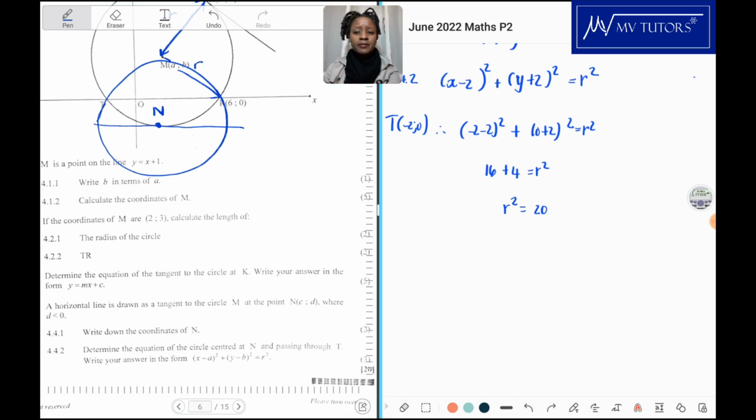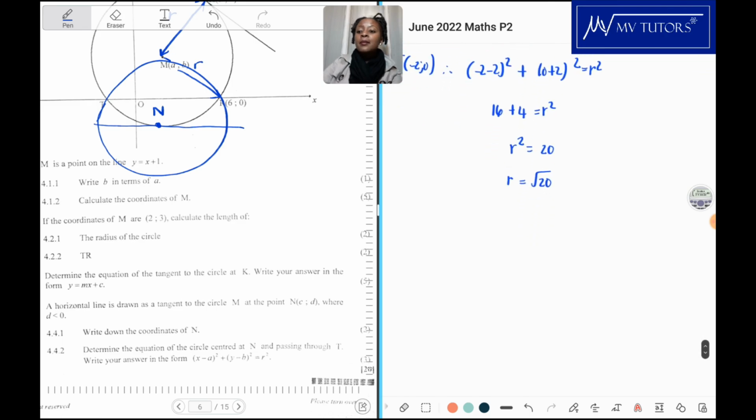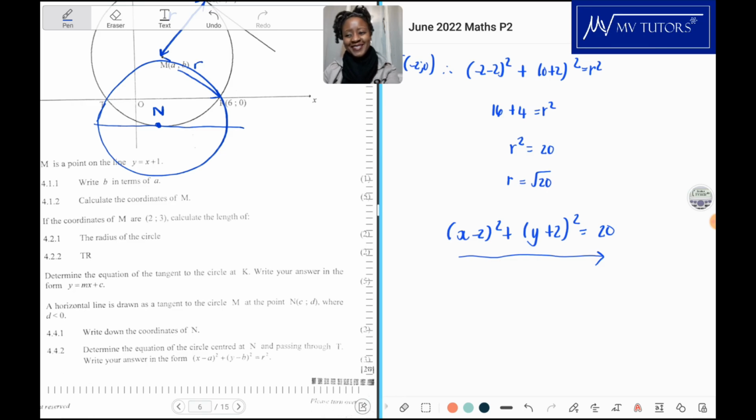So I do have my radius squared. If you wanted to know what the radius is, it is basically root 20, and it will be a positive root 20 because you can't have a negative radius. But they're asking for the equation of the circle, so we're cool now. (x minus 2) squared plus (y plus 2) squared is equal to r squared, which is 20. So that's basically the equation, and we're done.